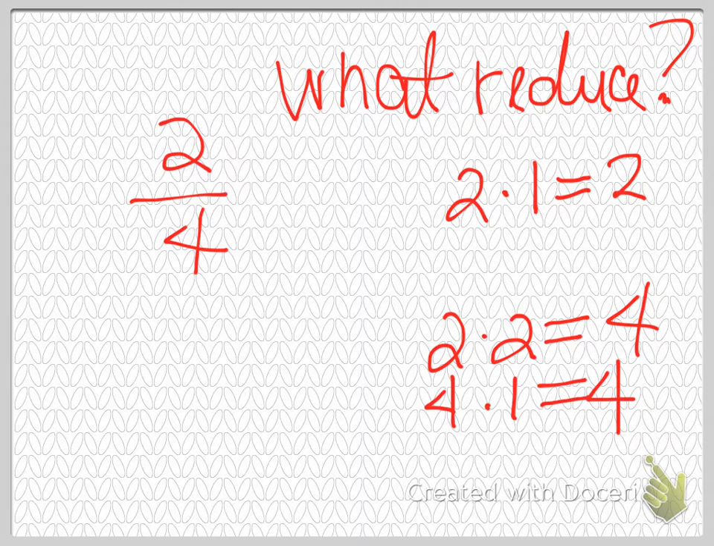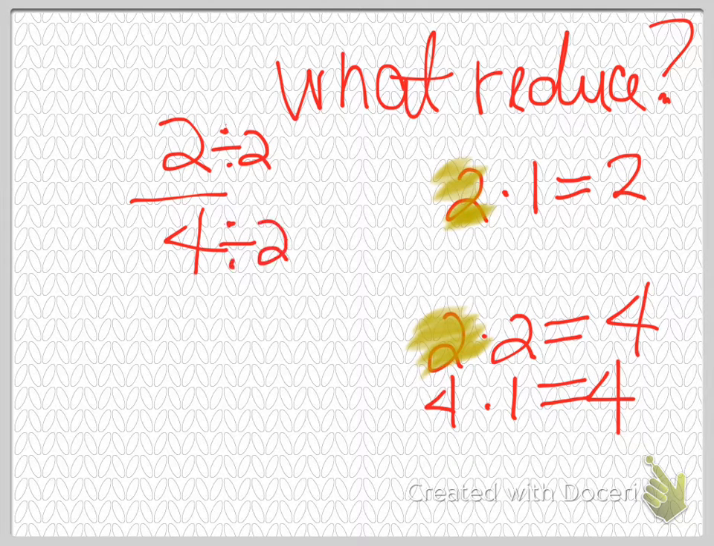Now, wait a minute. What am I supposed to do with all this? Well, let's look at what 2 and 4 both have in common. So, 2 and 4 both have a 2 in common. Since they both have a 2 in common, guess what that means? The opposite of multiplication is division. So, I can actually divide 2 and 4 both by 2.